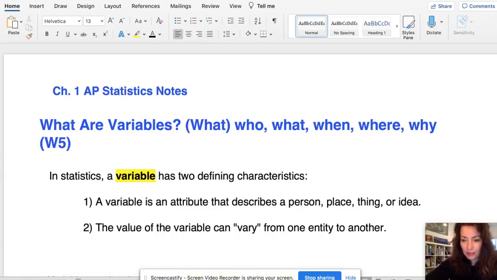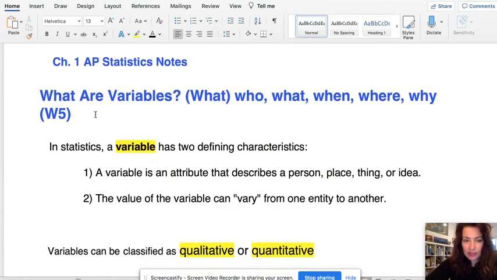Hi, I'm going to cover important concepts for Chapter 1. So if you look at the title for Chapter 1, it says, What are variables? And then we have the what, the who, when, where, and why, so basically known as the W5.